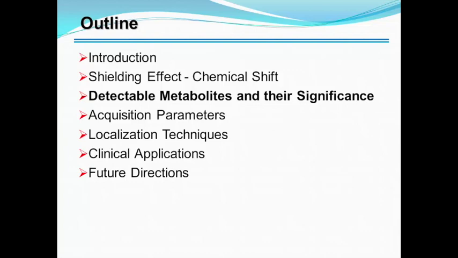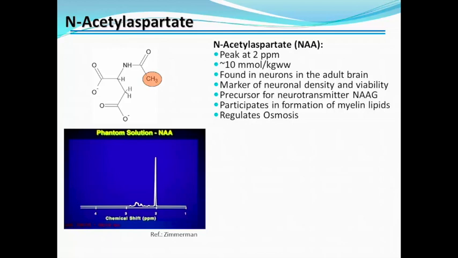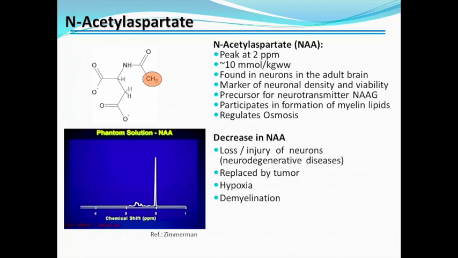So let's talk about some of these metabolites and their significance, predominantly in the brain. This is N-Acetylaspartate, and it is this methyl group that gives rise to a peak at 2 ppm. It's in relatively high concentration, 10 millimolar in the brain, and it's found in neurons in the adult brain. Therefore it's a marker for neural density and viability. It's a precursor for the neurotransmitter N-Acetylaspartate glutamate. It participates in the formation of myelin lipids, and it also regulates osmosis.